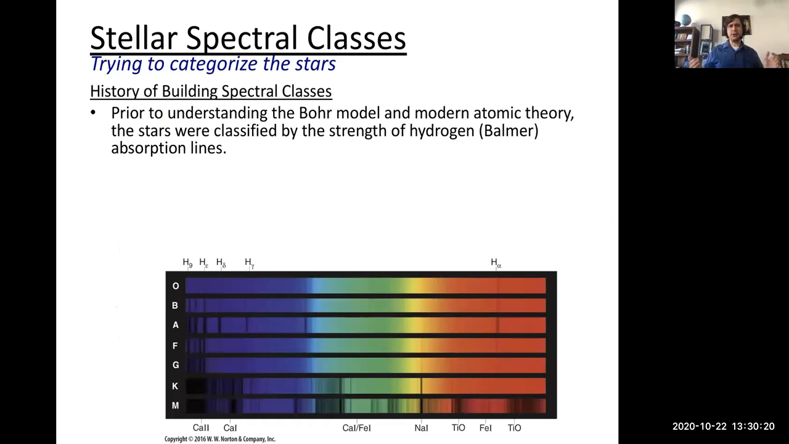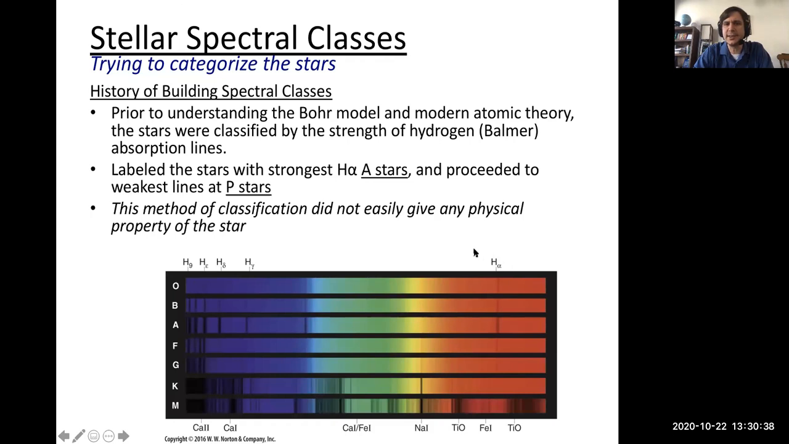Prior to understanding the atom and having our Bohr model, we were pretty much just left with the spectra of the stars. So a natural way to go about this, and this is mostly people at Harvard, they had all these spectra of stars and they just started to rank them in order of how strong a line is, like hydrogen alpha. And you might bring in some information about the other hydrogen lines as well. Here's hydrogen beta, here's gamma, delta, epsilon, and so on. Might as well say them all.